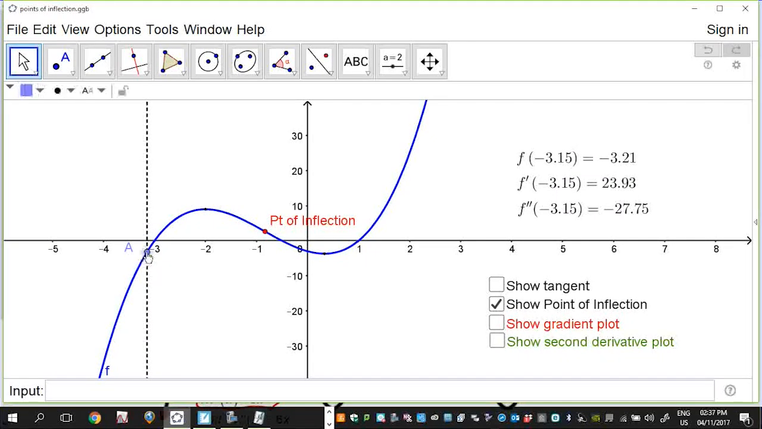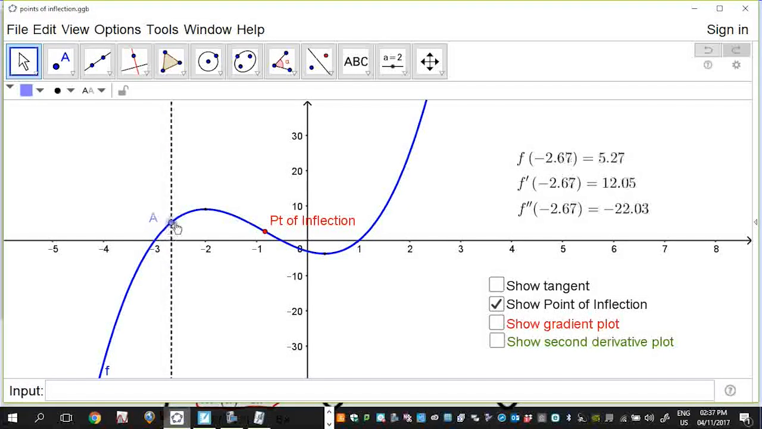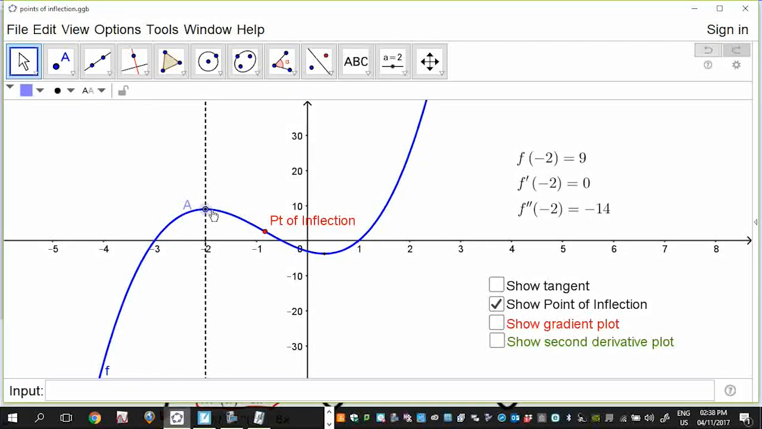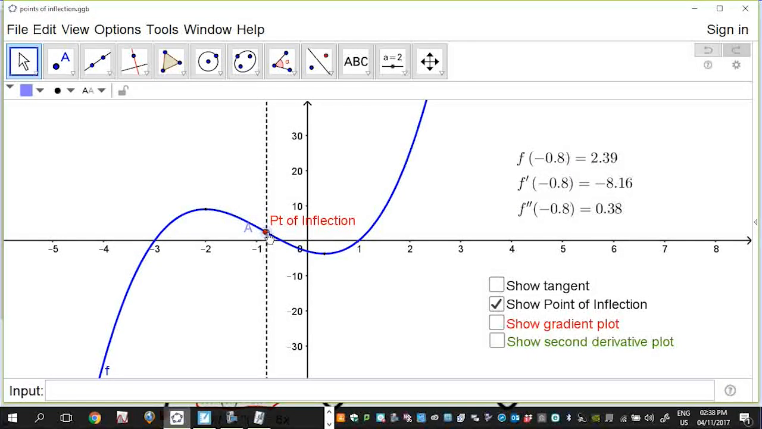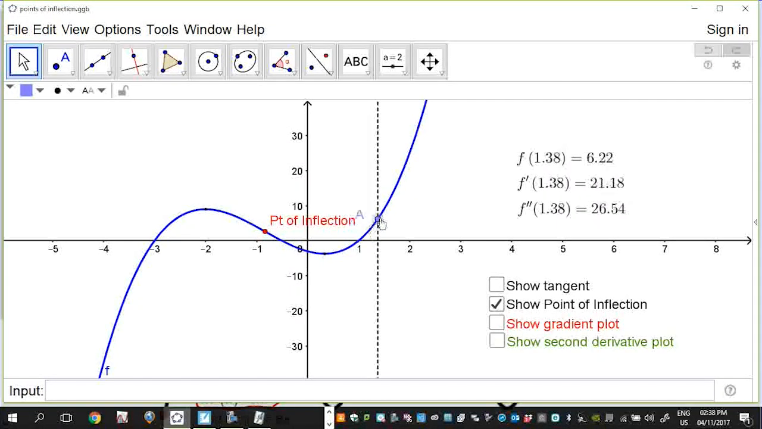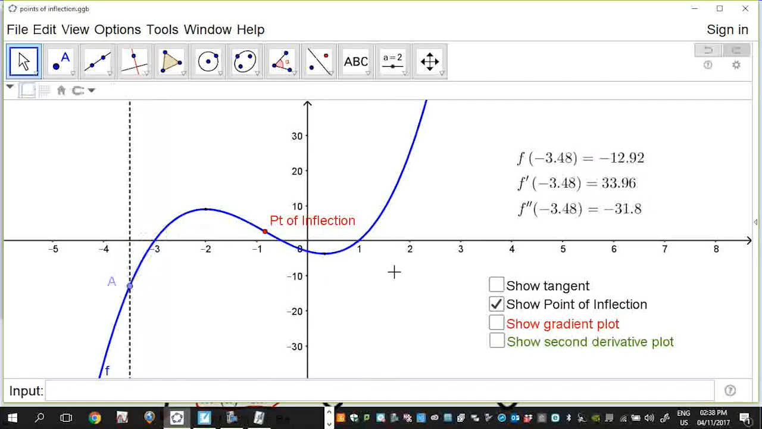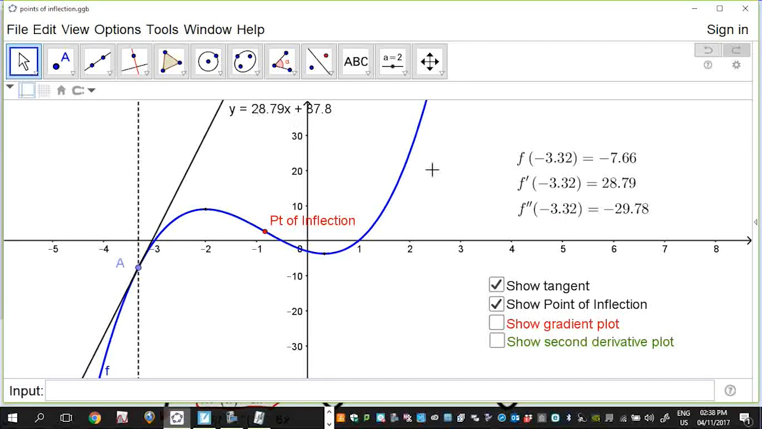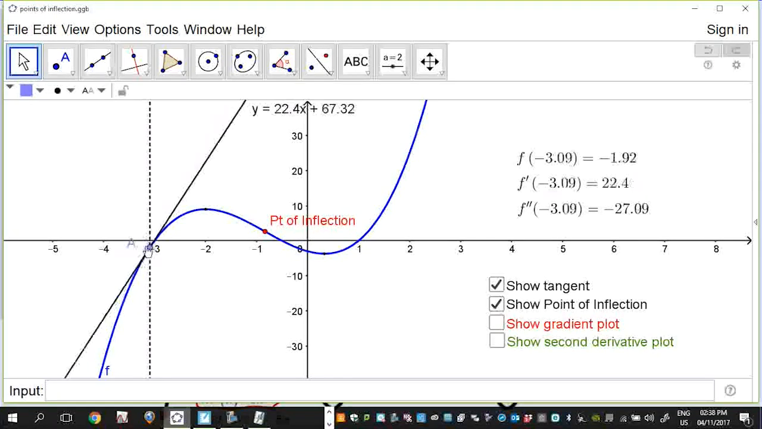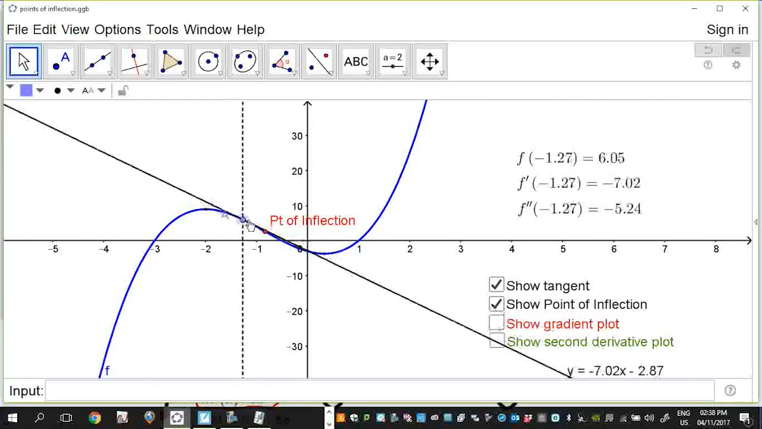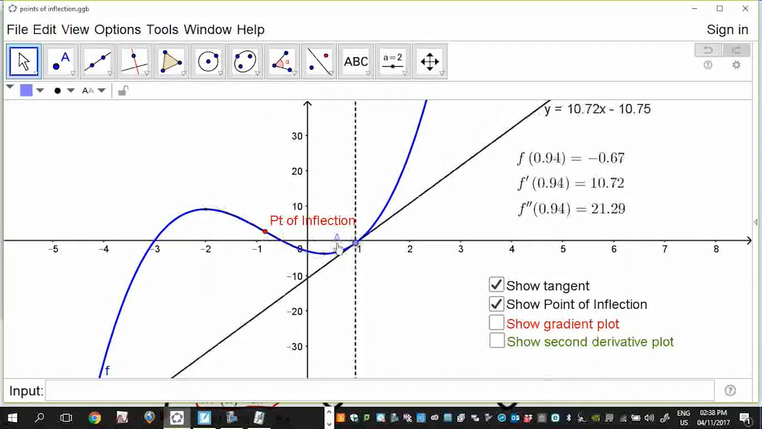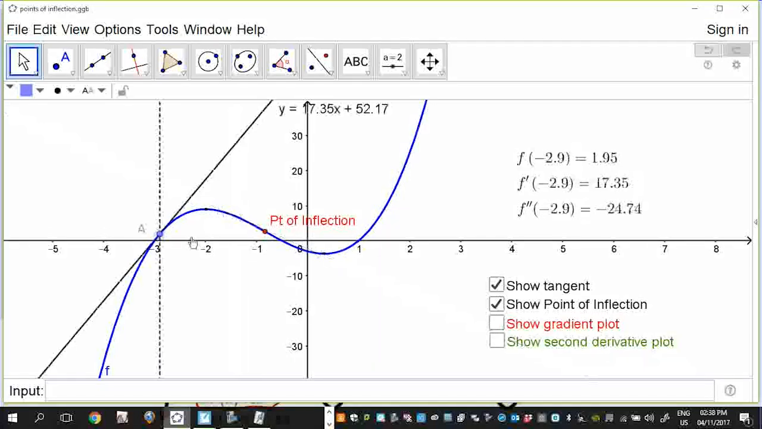If you just watch these bottom two figures, you'll see that the gradient's decreasing as we move along. The second derivative is negative. At this point, the second derivative goes to 0, somewhere around there. But what happens is the gradient starts increasing. What I could do is show the tangent, and notice that the tangent's got exactly the same gradient as the gradient of the curve at that point. And you'll see a funny sort of thing. It kicks over at the point of inflection. Watch, it's decreasing, and it suddenly starts increasing.